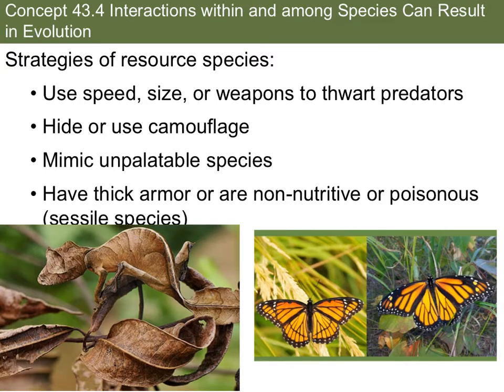Or they could have thick armor, or they could be non-nutritive, or they can be poisonous, especially if they're sessile. In other words, if they don't move, if they don't have the ability to run away from predators, they've got to have something to protect them from being eaten.